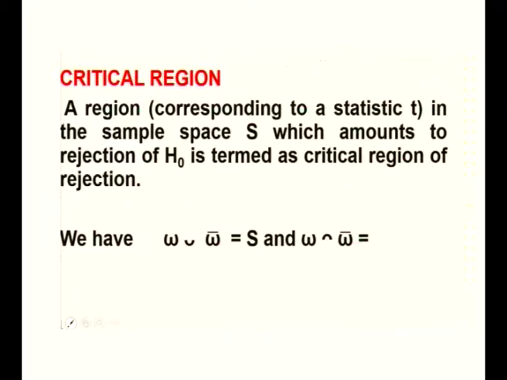That is, when you are talking about the type 1 and type 2 error, it means the probability of T belonging to omega where H naught is true is equal to alpha, and the probability of T belonging to omega bar, that means H naught is accepted when H1 is true, is equal to beta, where omega union omega bar is the whole space S and omega intersection omega bar is a null set.